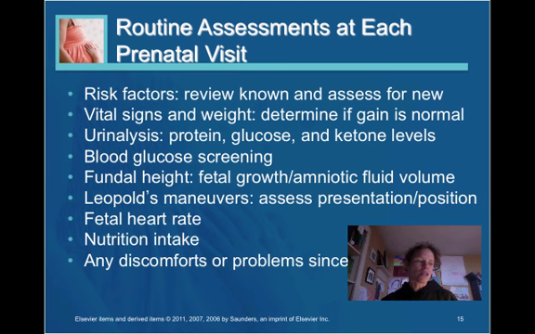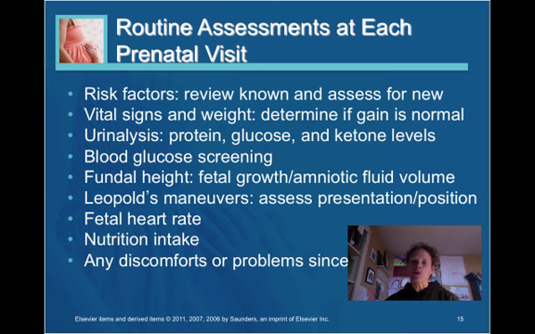So, as I discussed in the previous slide, the woman's going to be coming at regular intervals during the course of her pregnancy, and there are going to be routine assessments that are done during each prenatal visit. So, one, risk factors. We want to review the risk factors that are known, and we also want to be continually assessing for any new risk factors. Vital signs and weight. Remember that during the course of pregnancy, there are expected weight gain measurements, and so you want to assess to make sure that the woman is not gaining too much weight or not gaining too little weight. And we'll talk about those parameters a little bit later on.